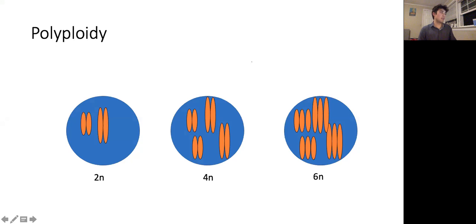So to start, what is polyploidy? Well, polyploidy is a condition in which the cells of an organism have more than two paired sets of chromosomes. We know that in diploids, there are two homologous copies for each chromosome, but in tetraploids, which are polyploids, there are four homologous copies of each chromosome. In hexaploids, there are six homologous copies of each chromosome.